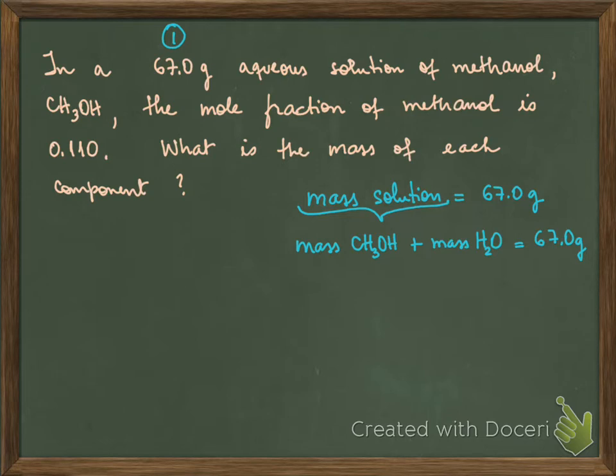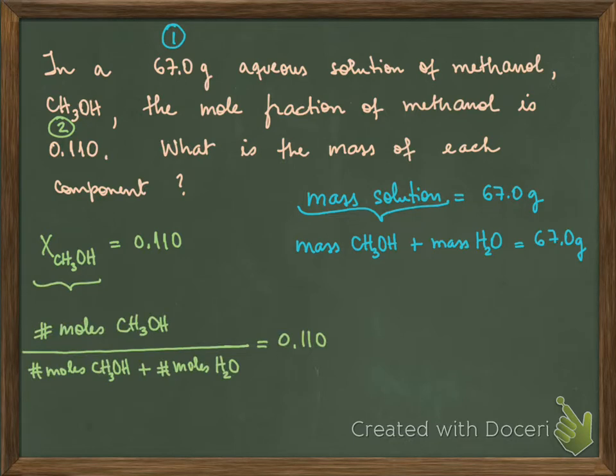The second piece of information that we have received is that the mole fraction of methanol is 0.110. We once again open up the information. We have to remember that mole fraction is a fraction of number of moles. So if the mole fraction of methanol has been given to us, we have number of moles of methanol on top divided by the total number of moles, which is the sum of the number of moles of methanol and water, since these are the two components in the mixture.